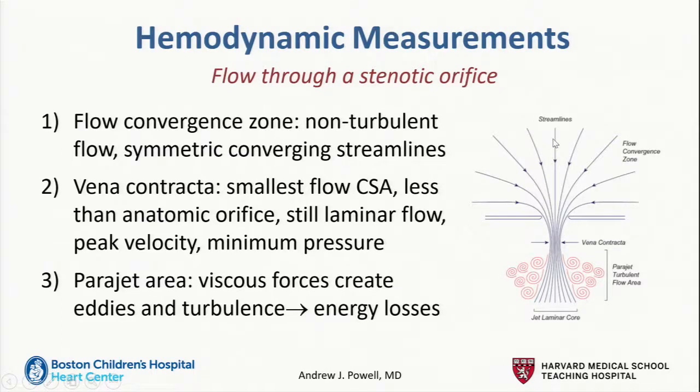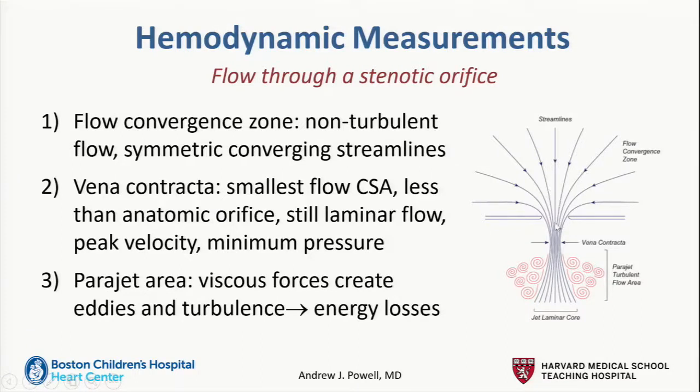And you can divide this flow convergence into 3 different regions. First, up here is the flow convergence zone. We have non-turbulent flow that's symmetric. It's converging in and going through the orifice. The next zone here is the vena contracta. This is the smallest cross-sectional area. You can see here's the anatomic orifice here, but the vena contracta width becomes even smaller than the anatomic width here, as things contract down.